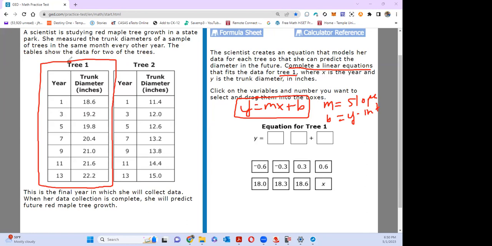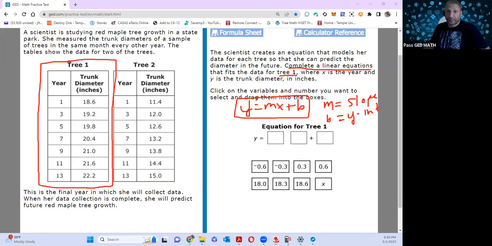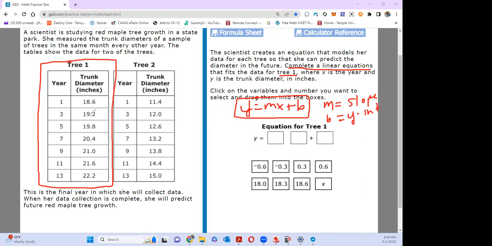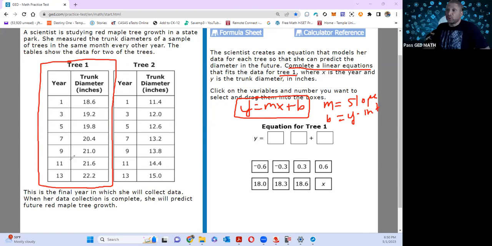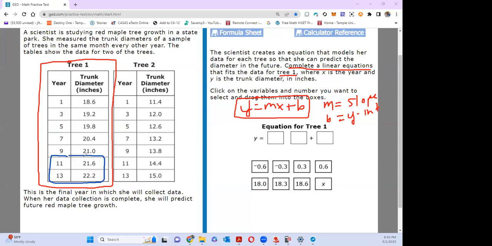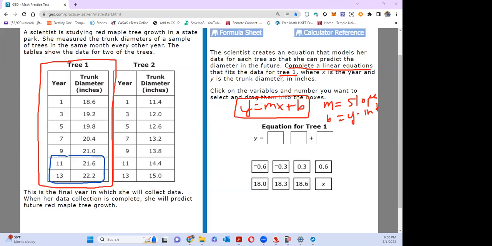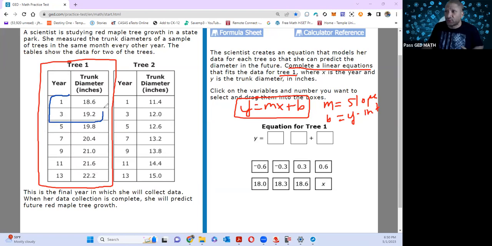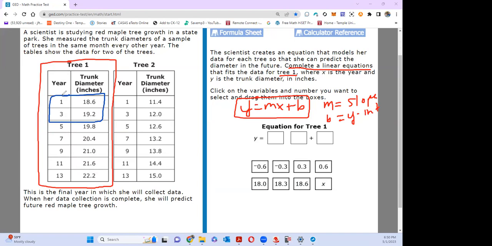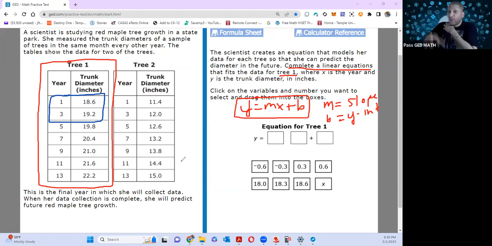So what 2 points do we want to use? Could you use any of them? You want to use the lowest ones? You could use any of them, any 2 points, right? Yes, you can use any 2 points. So why make it hard and do 13 and 11 and 21.6? I'm just going to grab the first 2. So how do we find the slope from 2 points?